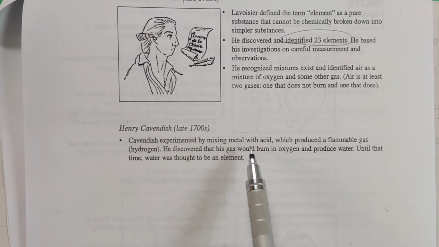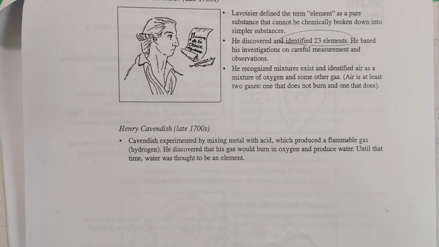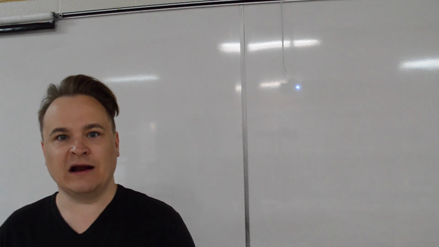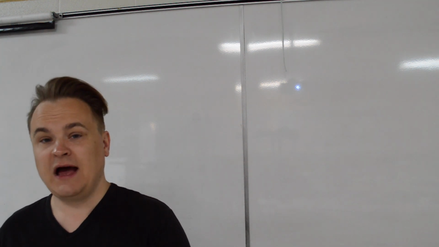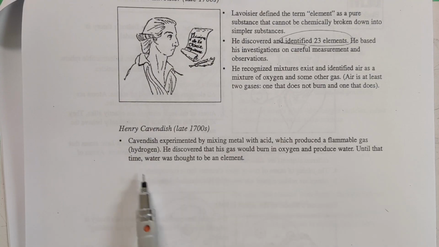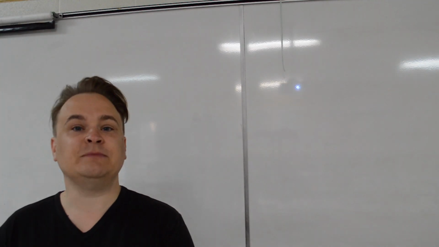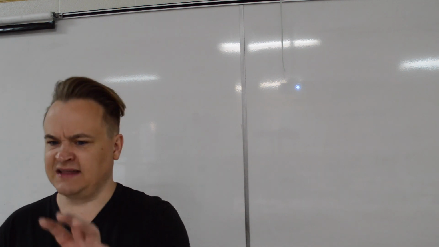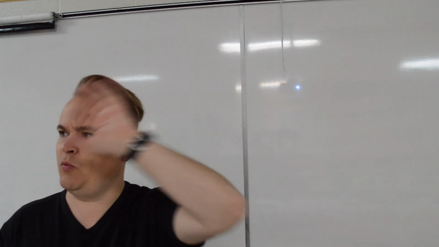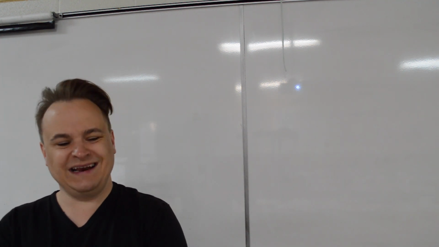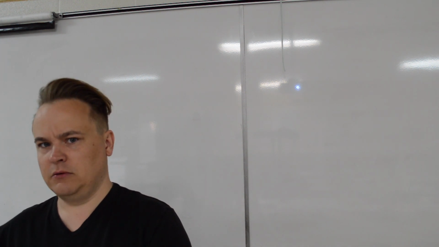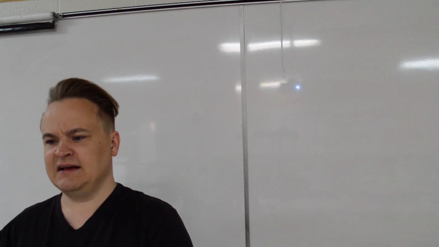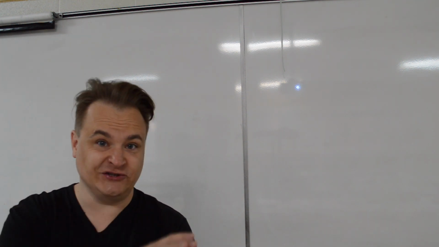Cavendish experimented by mixing metal with acid. So he took metal and acid, and it made a gas that he could light on fire. When he lit that on fire, what was produced was water. Up until that time, water was thought to be an element. They thought water was like copper, gold, lead, mercury, water. No, because he did an experiment and made water, which means water must be at least two things. And we know that water is hydrogen and oxygen.